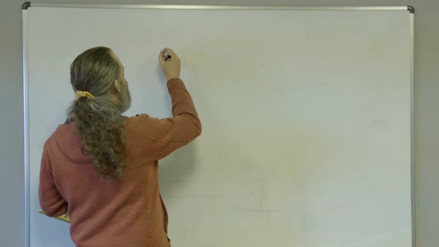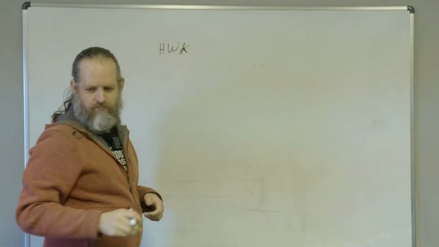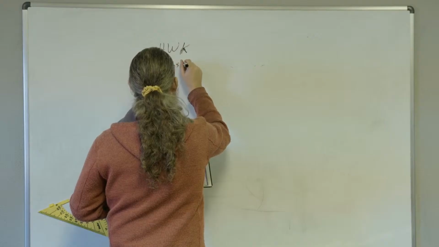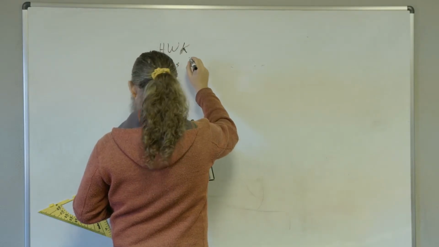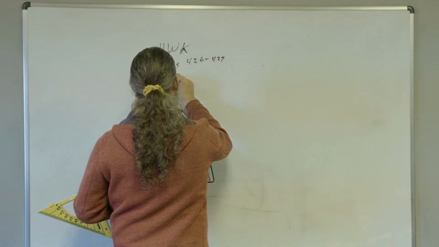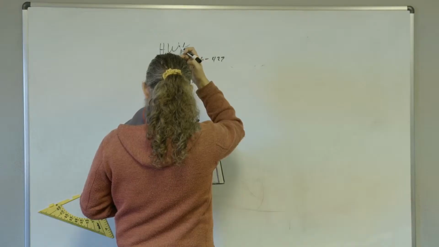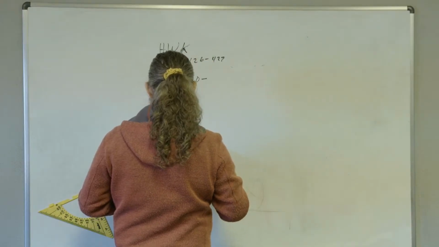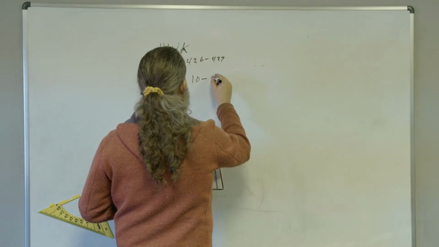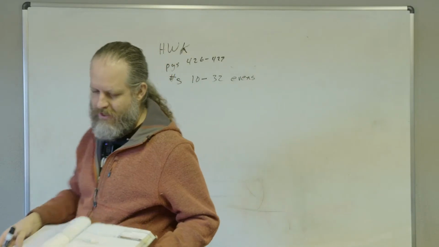Easy peasy. All right, I'm going to assign you homework and then kick you to the curb. Homework: pages 426 to 427, numbers 10 through 32, evens. All right, ready, set, go.